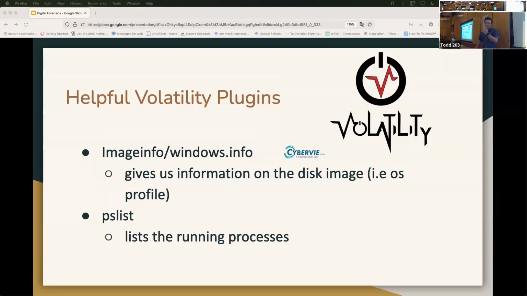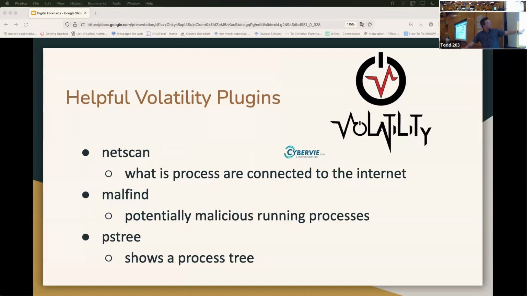Some helpful Volatility plugins. We're going to dive deeper into this, especially when I do some sort of walkthrough. imageinfo gives us information on the disk image. Volatility 2 requires a profile for us to use, so using imageinfo, we would be able to get the operating system profile to use. pslist lists the running processes on the system. netscan shows us all of the connections that are in our memory file. I mentioned malfind shows potentially malicious processes. pstree shows the process tree, right? So our parent and child processes.